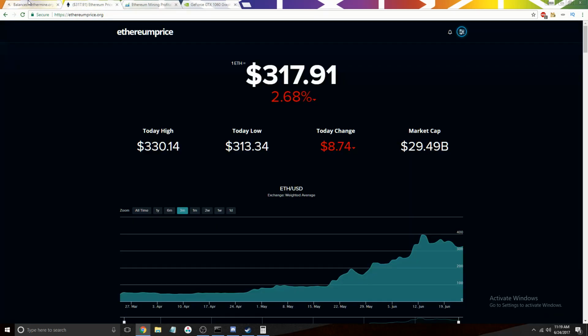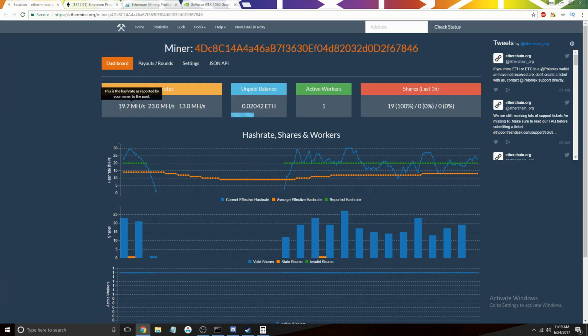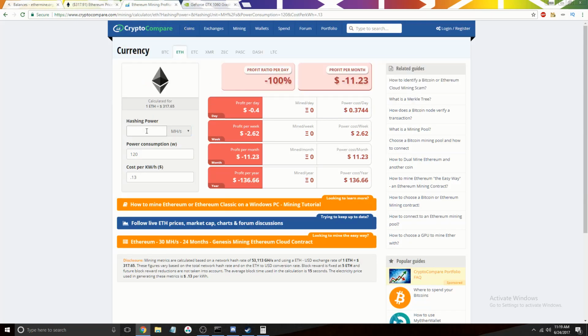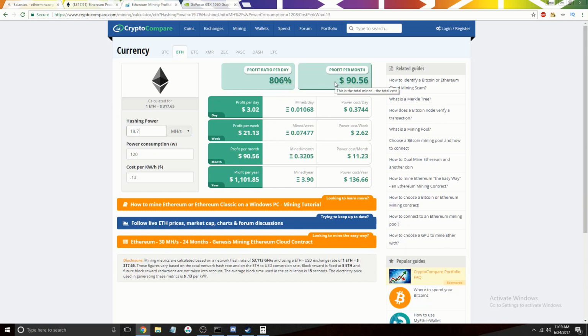Now if we go back to this page, we can see that I mine at about 19 megahashes or something. The average is not accurate at all, because you'll see the reported hash rate in the green is about 20, so we'll just say 19.7 because that's probably more accurate. So 19.7, and you'll see $90 per month.